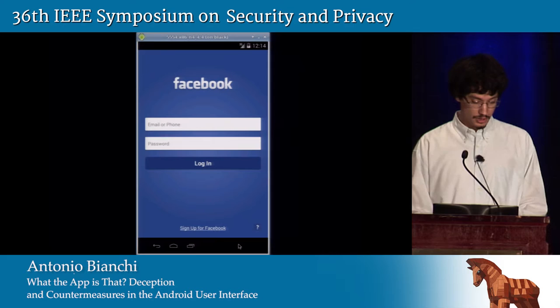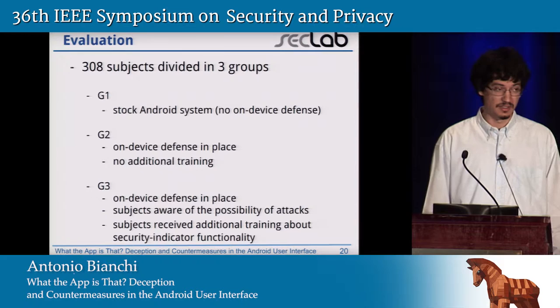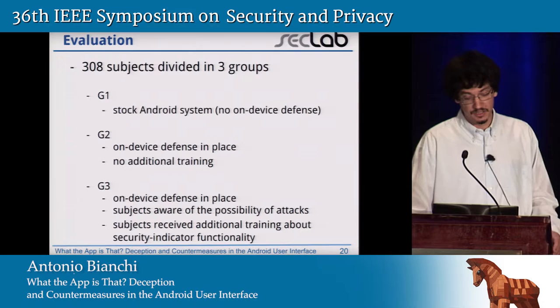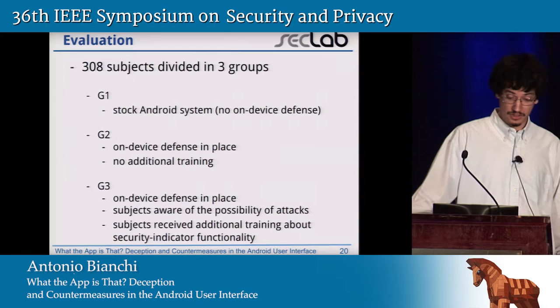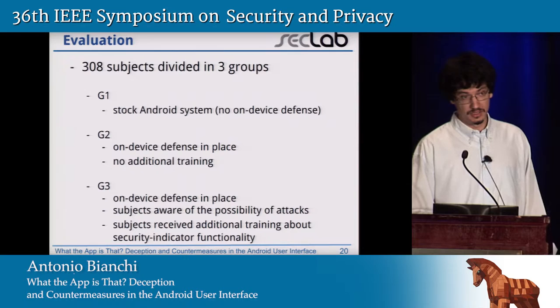So we wanted to evaluate our system. So we performed a user study using 308 subjects from Mechanical Turk, and we divided them into three groups. Subjects from the first group were just interacting with standard Android. Subjects from the second group were interacting with the system in which our defense was in place. And then we had group three, which was basically as group two, but in addition we were providing some additional information to the subjects about the functionality of the security indicator.